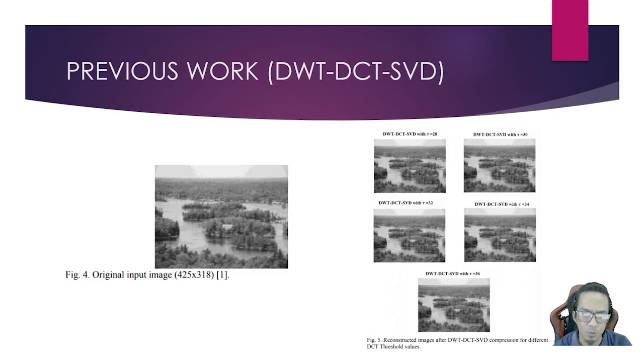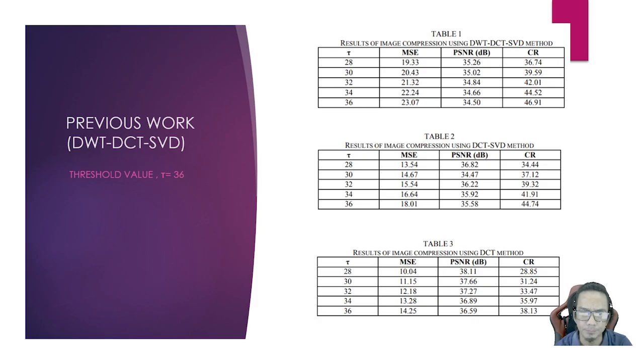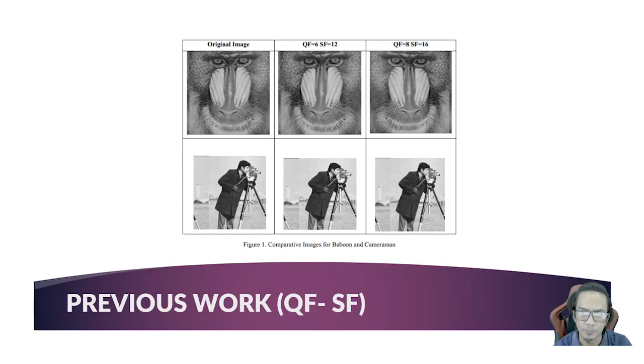This is the previous work done by Aladdin and Hassan in 2016, and this is the work done by Nadim, Salman and Gufran in 2014. They proposed quantization and smoothing factor techniques to achieve image compression.